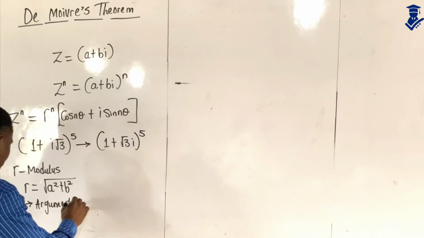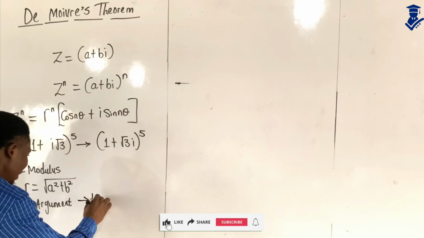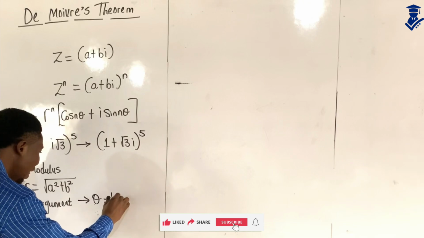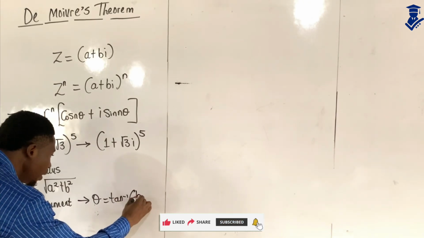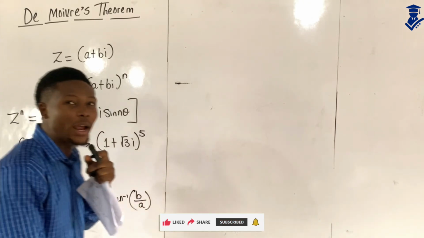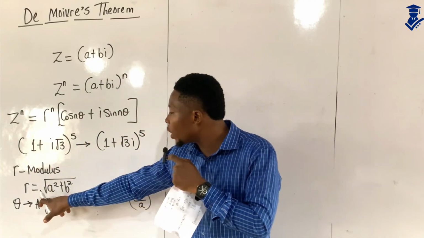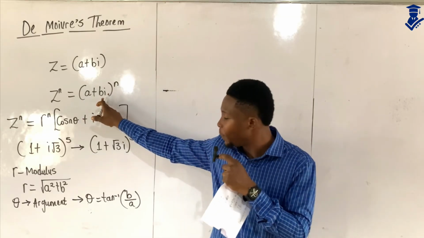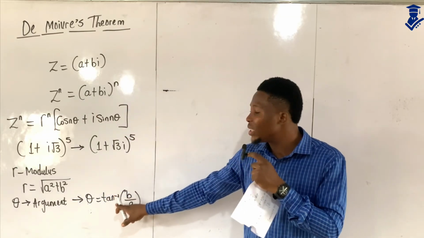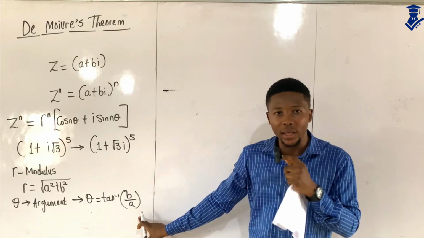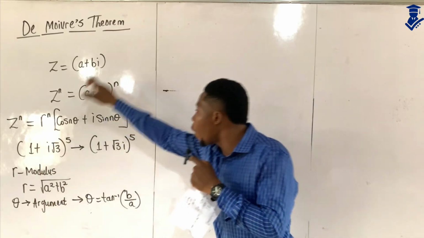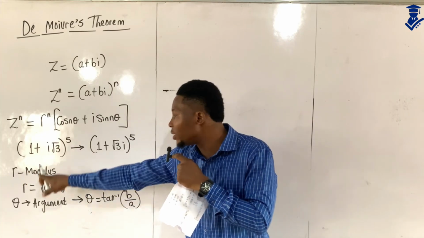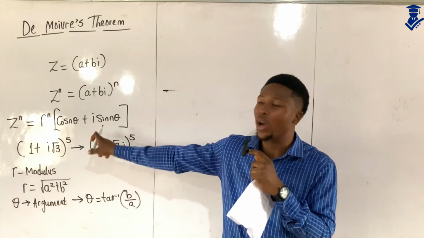And the formula for the argument is theta is equal to tan inverse of b over a. So we get the modulus by taking the square root of a squared plus b squared, which is this a and then your b here, and then we get the argument by using tan inverse of b over a. So now that we know all this, let's find this to the power of 5. Like I said, we first have to find the modulus and the argument before we can solve this.